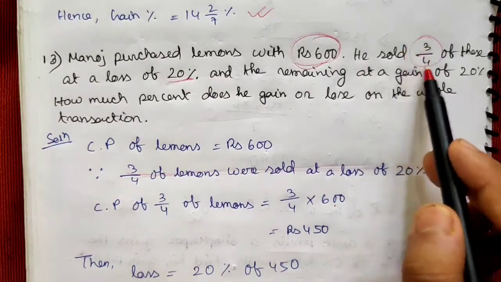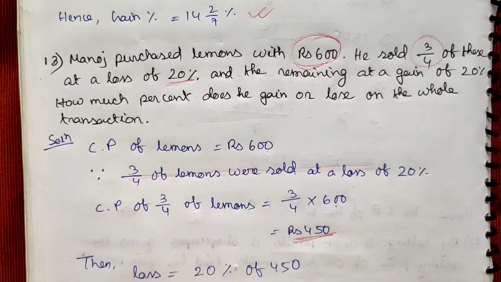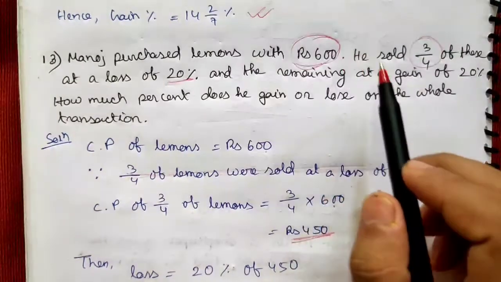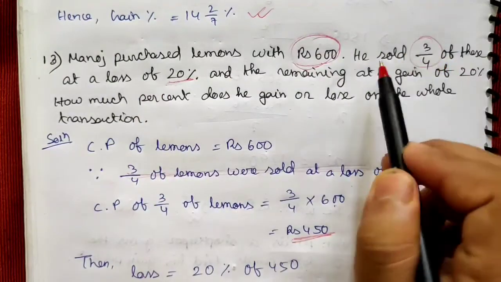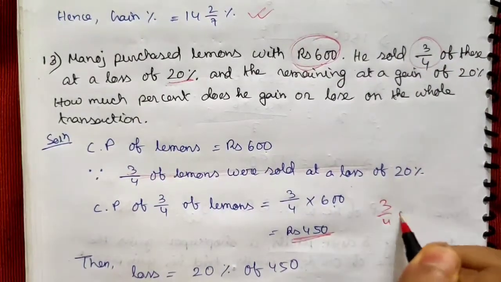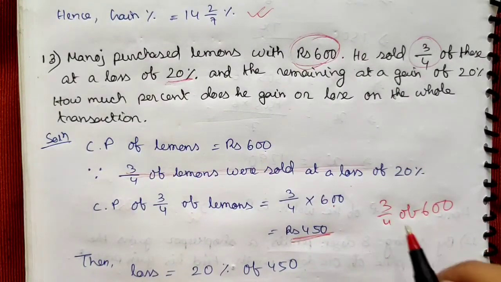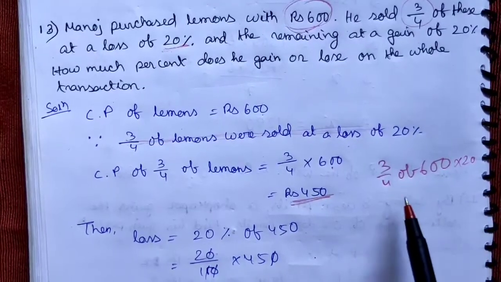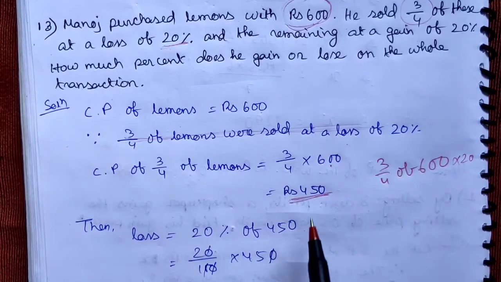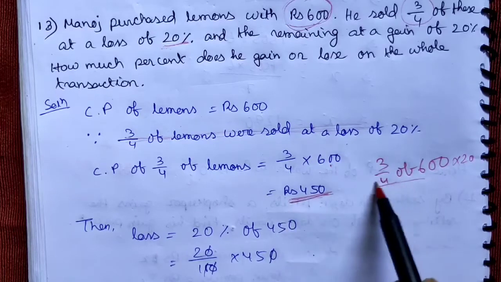Now this amount is sold with a loss of 20%, isn't it? So we write loss equals 20% of this. Remember this line: he sold 3/4 of this at a loss of 20%. 3/4 of 600 at a loss of 20%. I hope you have understood this. So first we found 3/4th of 600 here.